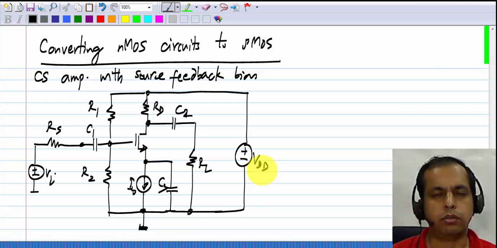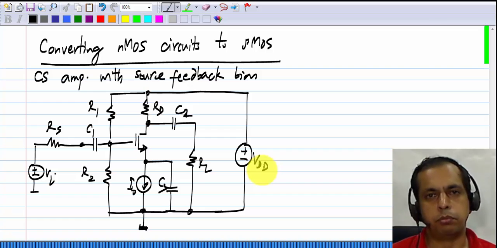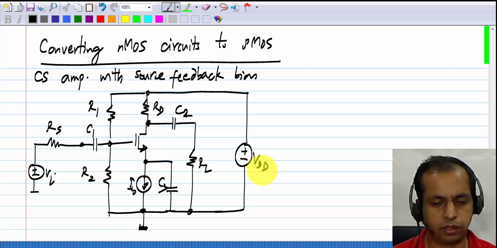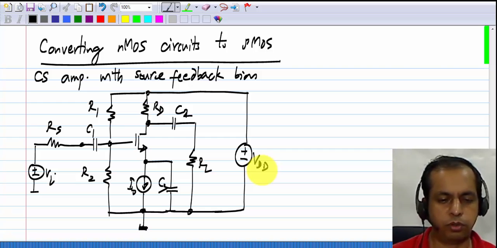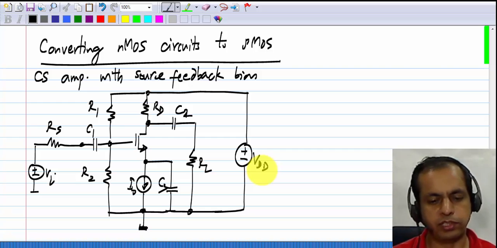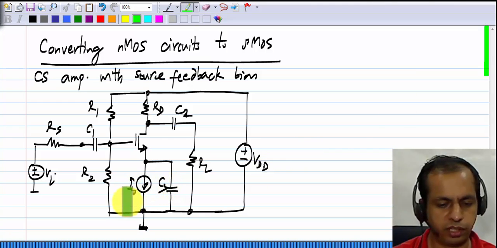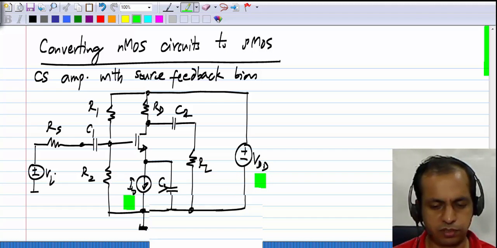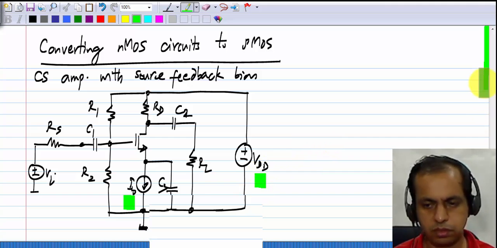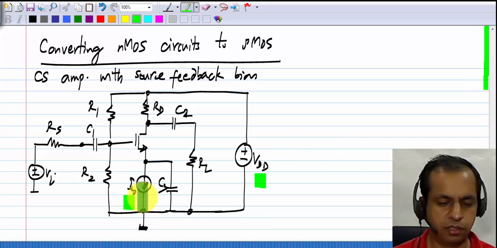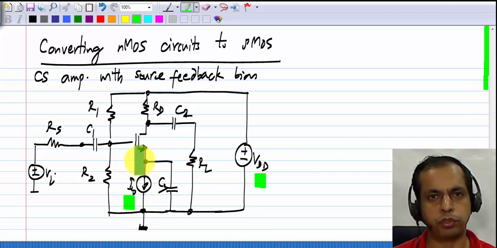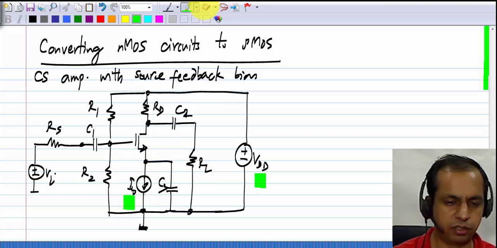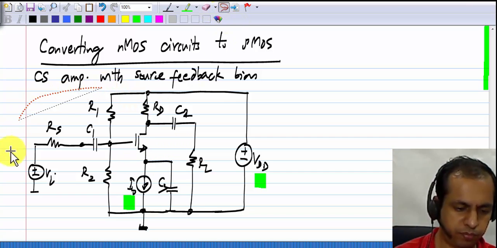Now, as you well know, the small signal pictures of NMOS and PMOS are exactly the same. The operating points have exactly the opposite polarity. So, how do I convert this to PMOS? It's very easy. First of all, I identify the sources that establish the operating point, and in this case, that is I0 and VDD. So, first let's see how to set up the PMOS transistor with the correct operating point.